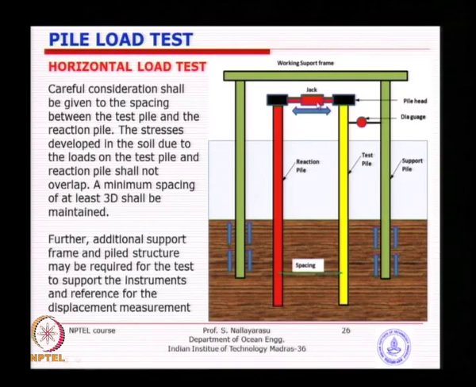Now you see here the jack is placed in between, attached to both the pile heads, and the jack is trying to expand by giving horizontal load to the test pile. The reaction is transferred to the reaction pile. Now if the reaction pile is stable, the reaction pile displacement is smaller or ignorable, then what you are measuring is the pile head displacement.